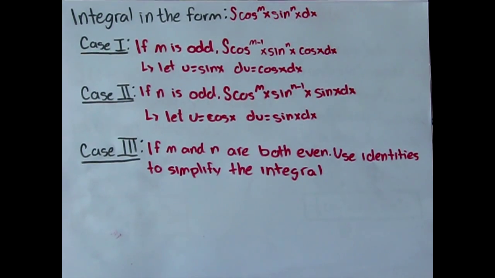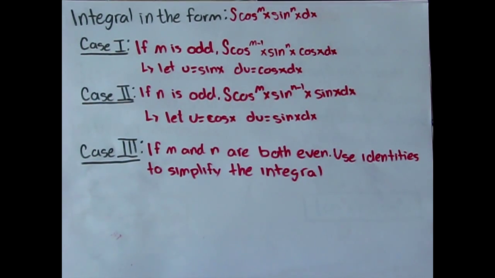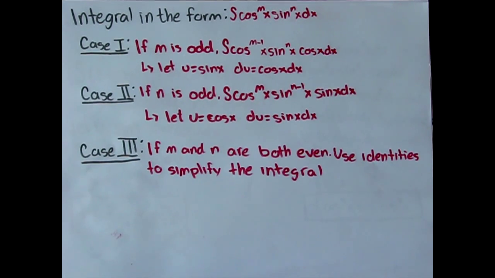Okay, the next concept we're going to go over are integrals in two different ways. The first one is the integrals of cosine and sine to different degrees. In these forms, there are three different cases you have to take care of. The first is when you have cosine and sine. If your degree for your cosine is odd, then you want to subtract 1 and take that factored out cosine and put it next to the dx. And then from that, you're going to be able to let u equal sine x and du equal cosine x dx.